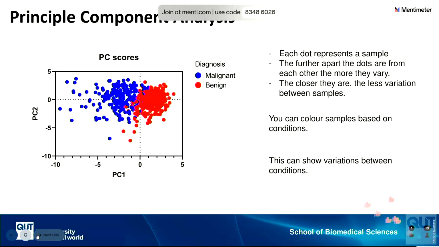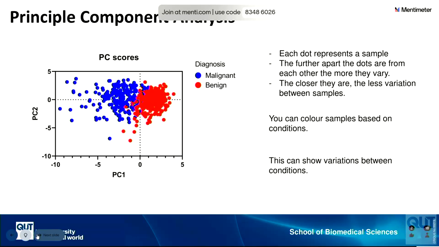So think of it as each dot represents a different sample, and then the further apart those dots are, the more variation there is between those samples across all their data. Then the closer a sample is to each other, the less variation there is, or the more they overlap, the closer their data is to each other. And then you can take all those different samples and color code them for the groups they're a part of.